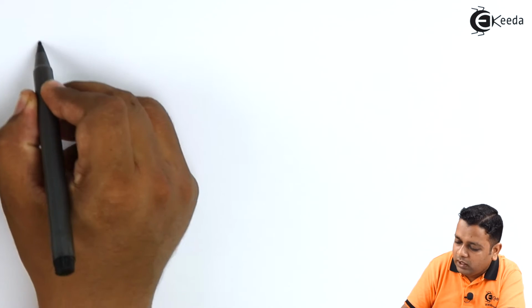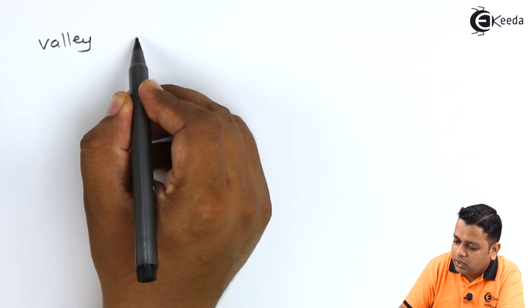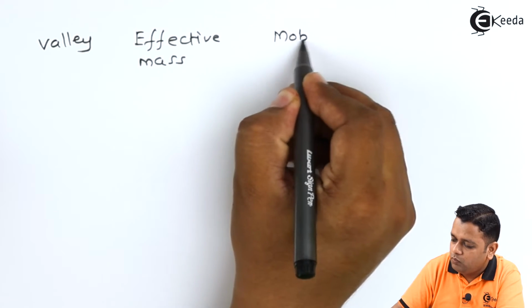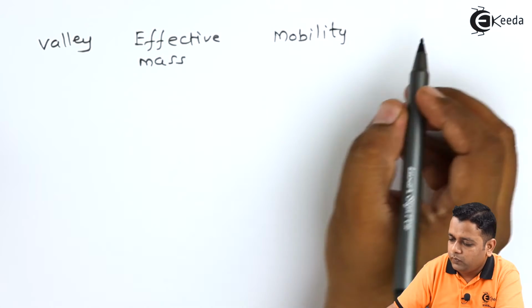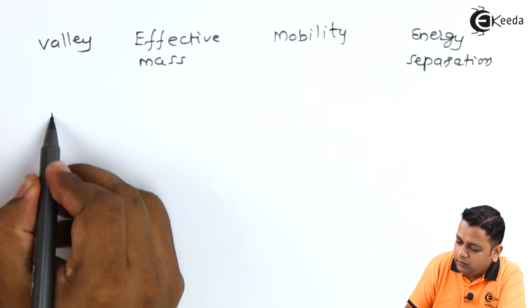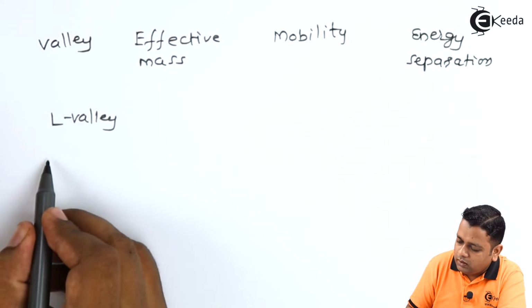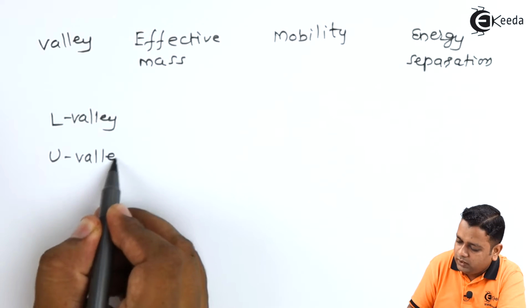Now, with respect to the two valley model that we have shown for the n-type gallium arsenide material, we can show the representation of the two valleys for mass and mobilities in a table form. So here, first of all, we name the valley. Then we have the effective mass. Next to that, the mobility and the energy separation. So here we have a lower valley that we can represent as L valley, and the upper valley can be represented as U valley.